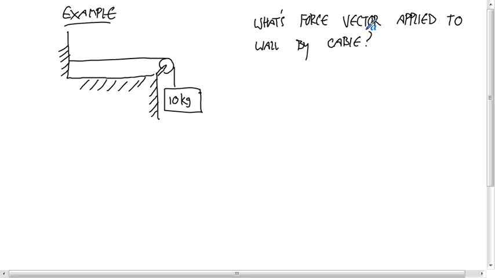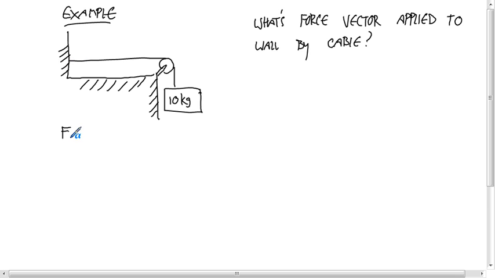So the way we're going to go about it really is just the same exact method as the problem with the hook and the mass hanging from it. The only difference is in this case, the pulley changes the direction of that force. So what we're going to do is isolate this mass, figure out the tension in the cable, and then since the tension in the cable stays the same all along the cable, even when it goes over pulleys, we can use that tension to figure out the force vector applied to the wall.